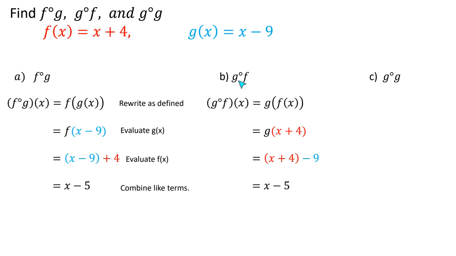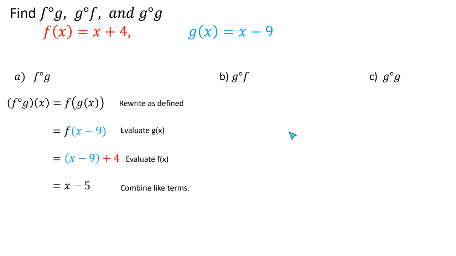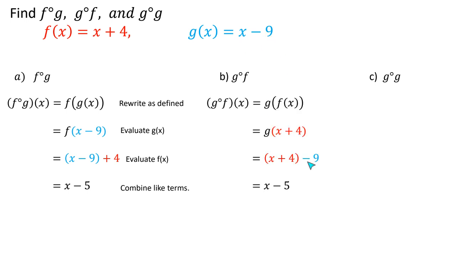G composed of f, we write it as g of f of x. So f of x is x plus 4. And if I plug in, I'm going to take this information and plug it in for g. So x plus 4, I'm going to plug it in right here for x, which is x plus 4. Then I have the minus 9. So I end up with x minus 5.